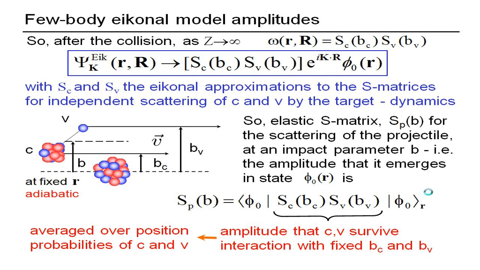So after the collision, remember we started out down here at large negative z, where the modulating function was 1, and then we integrate through the interaction region and we come out the other side as z goes to plus infinity. And when we go to plus infinity, we get the S matrix. And so you can see that our eikonal wave function, once I come through the interaction over here, omega is this.